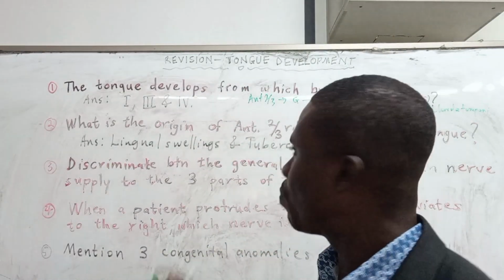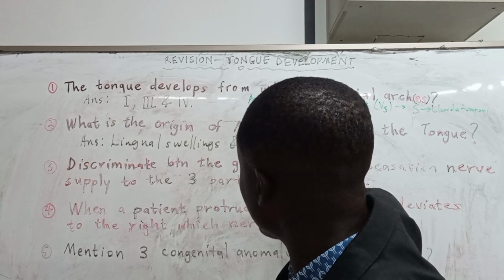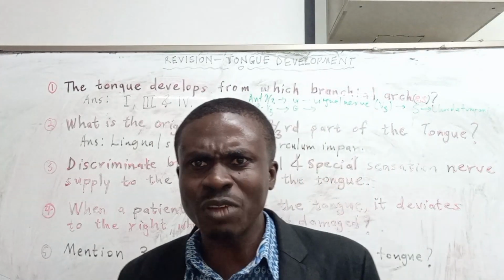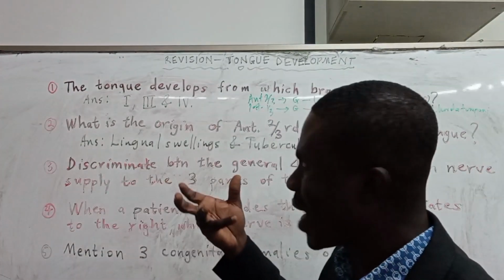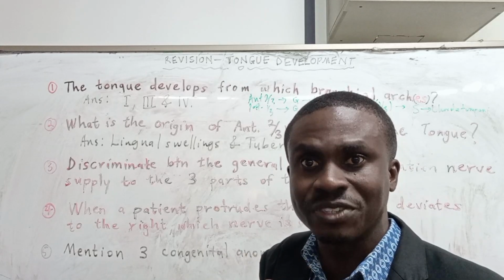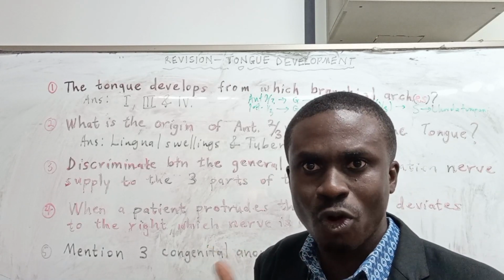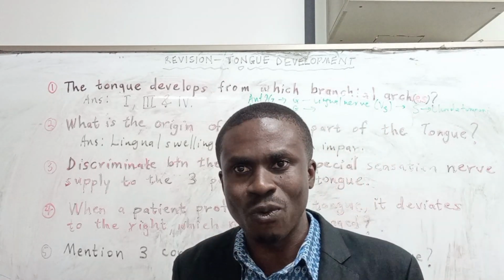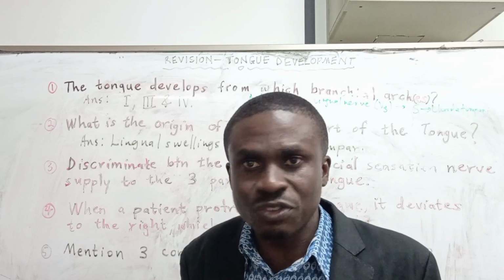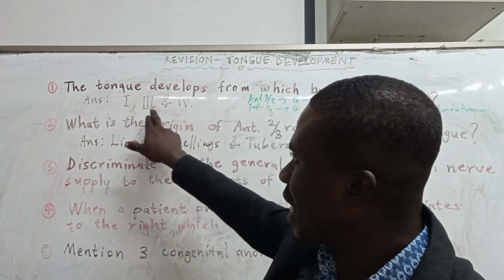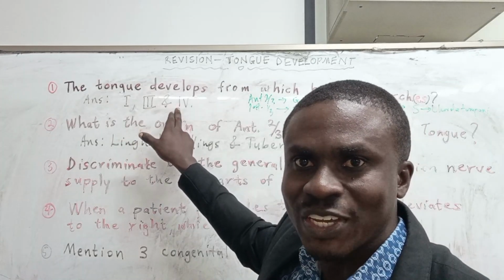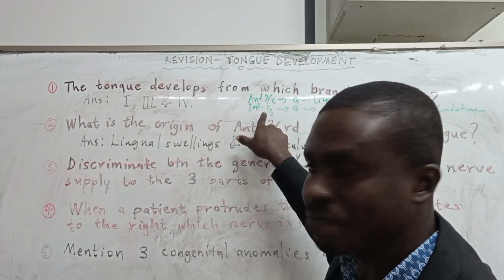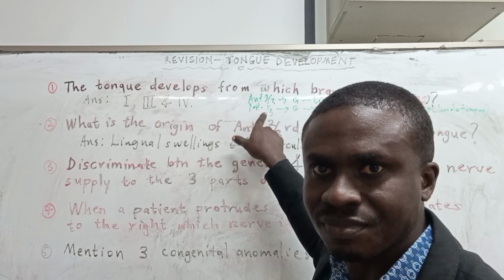Now, how about the posterior one-third? So for the posterior one-third, what's your answer? Now, that one becomes pretty simple because we know that this posterior one-third portion of the tongue will be arising from what we call the copula. Copula, remember? And that copula is also called the hypobranchial eminence. These things we've talked about. So that hypobranchial eminence is arising from the third and fourth arches. Now I'm talking about the cranial portion. So the cranial portion will give rise to the posterior one-third portion of the tongue.